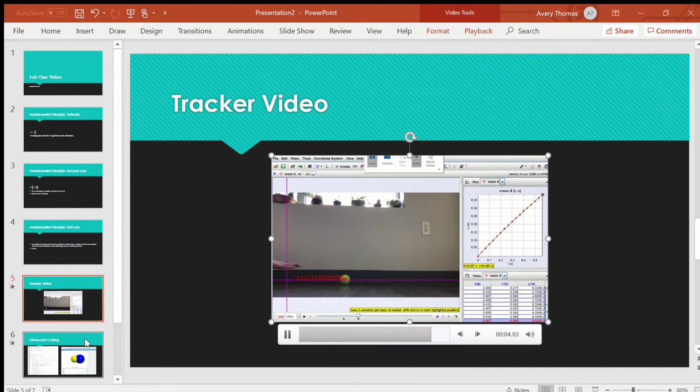Using Tracker allowed me to calculate this velocity very easily, and if I were to have flipped the axes, I would still get the same magnitude for my velocity, but would have to take direction into consideration, like in the case where it might be negative.